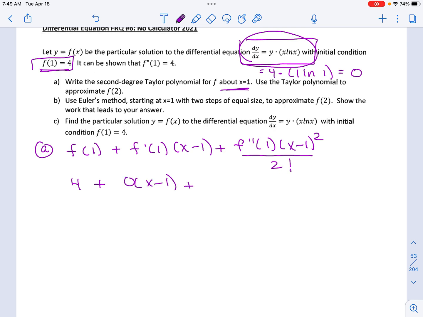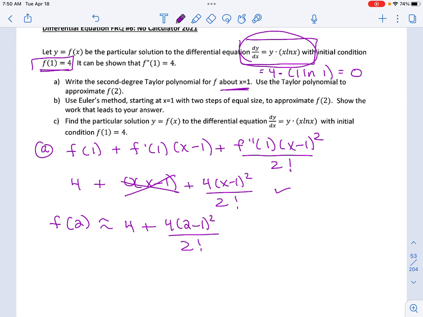And then the second derivative they told us is 4. And then I have x minus 1 squared over 2 factorial. So really, this is my second degree polynomial. So it's a point for getting that correctly. And then it wants me to use that to evaluate f of 2. So this is an approximation. So I'm just going to plug in 2 in for x. And you could leave it like this, or if you evaluate this, it's exactly 6. So that would be your second point.